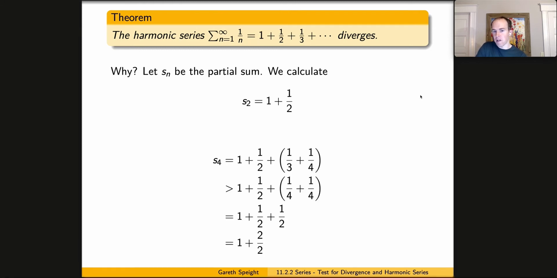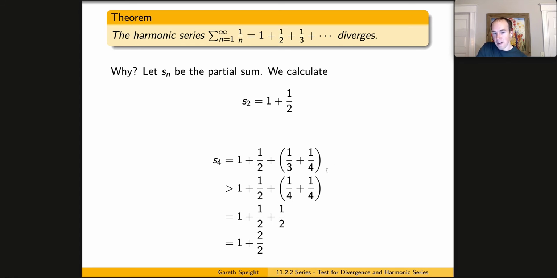S4, it's the sum of the first four terms. So that's 1 over 1 plus 1 over 2 plus 1 over 3 plus 1 over 4. And then here I'm going to make an inequality where I keep the first piece, but the 1 over 3, the 1 over 4, I don't like it, it's complicated. I'm trying to show that my series diverges. So I want to show that my sequence of partial sums is bigger than something that's going to diverge. So I want to come up with some estimates for the different partial sums that I'm calculating, to show that they are bigger than something which itself is going to be big.